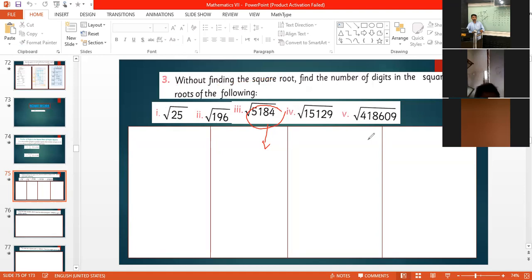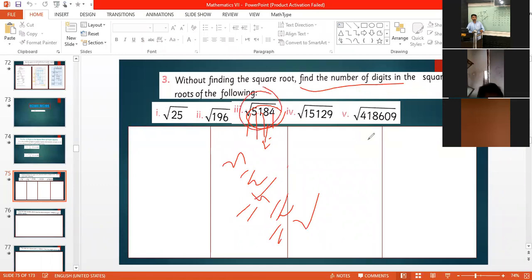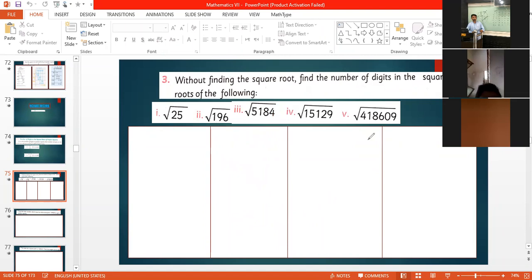The question says without finding the square root. Square root is not important to find. Find the number of digits in the square root. So we are interested in the number of digits, and this also comes under the n by 2 formula. Here you see 1, 2, 3, 4 digits, so n by 2 is the formula. 4 by 2 is just 2. So when you find its square root, that answer must have 2 digits. If this type of question comes in the paper, we will not do the square root.